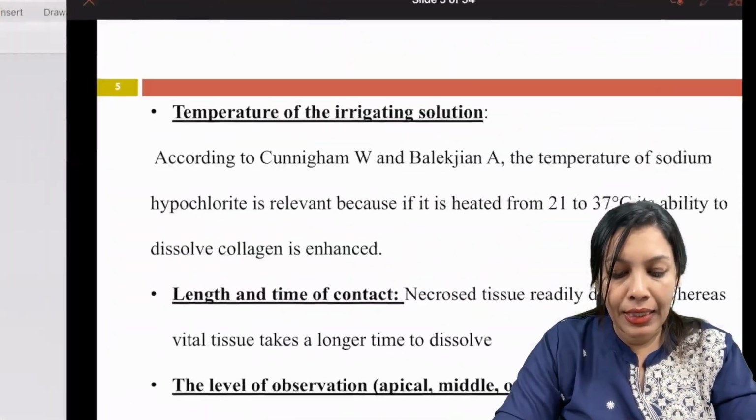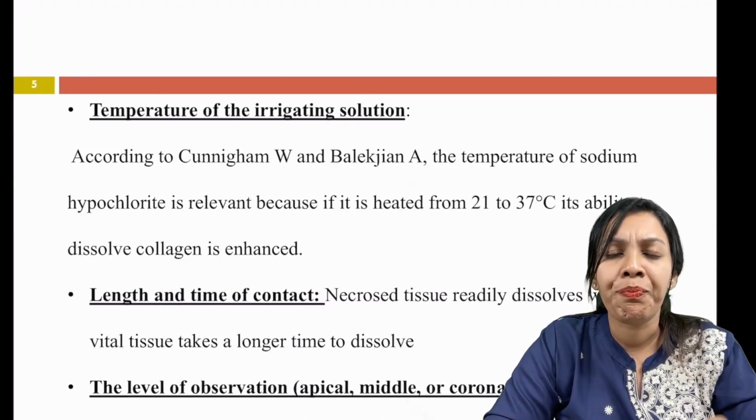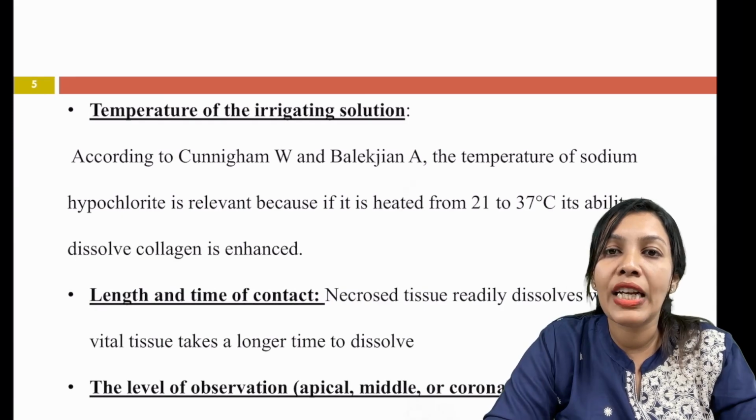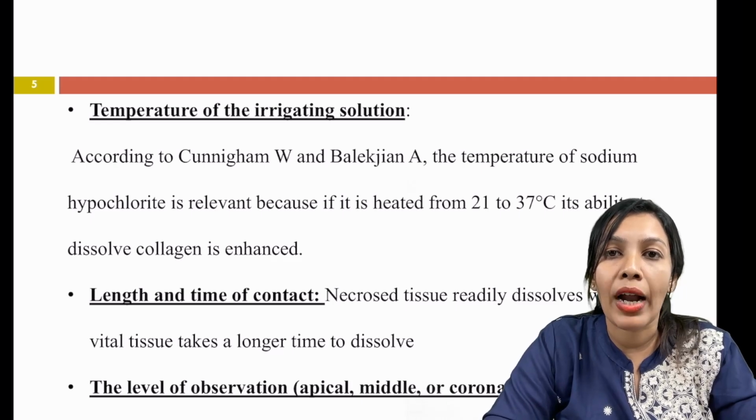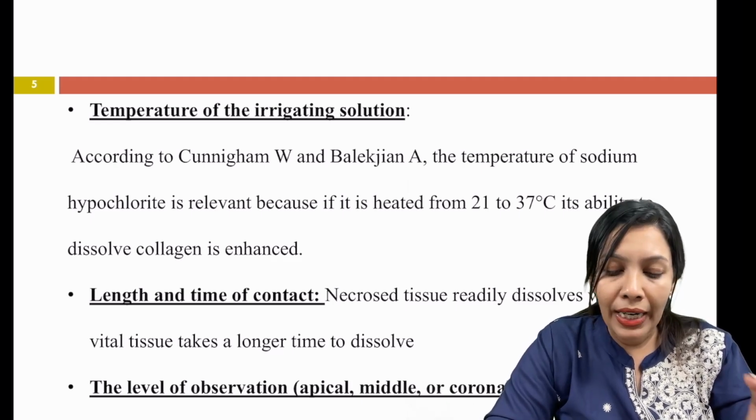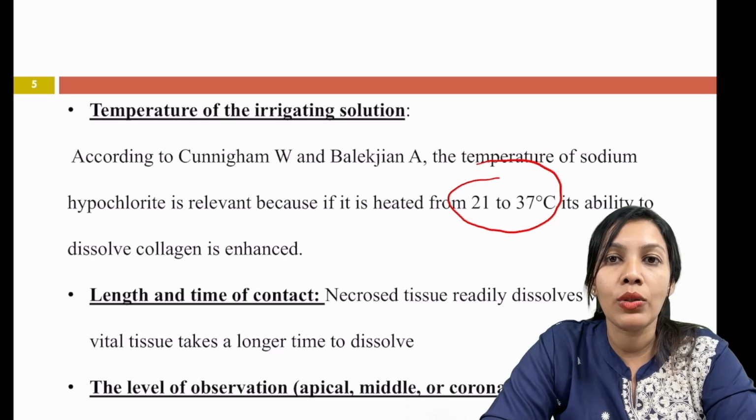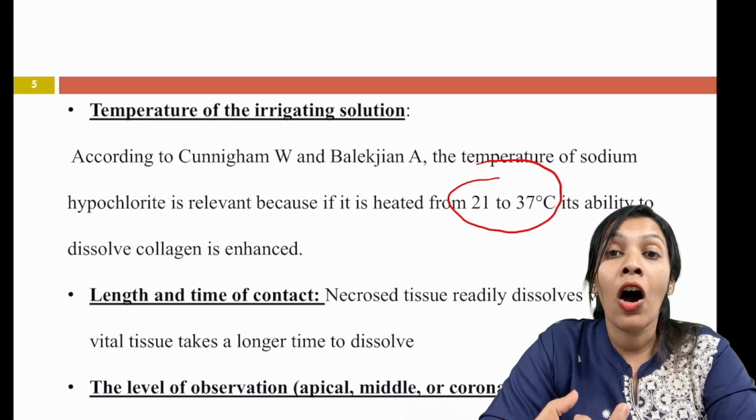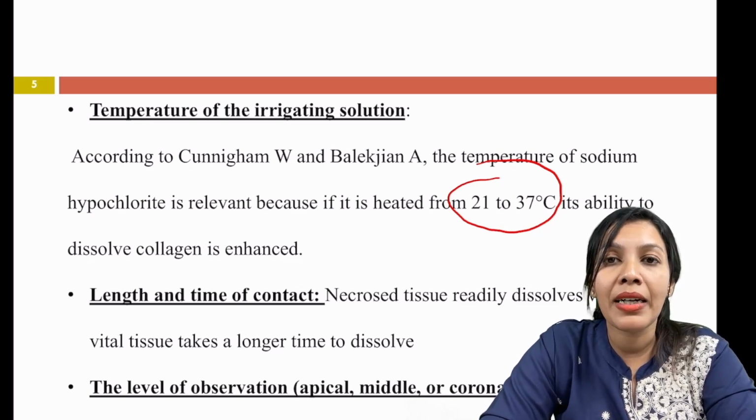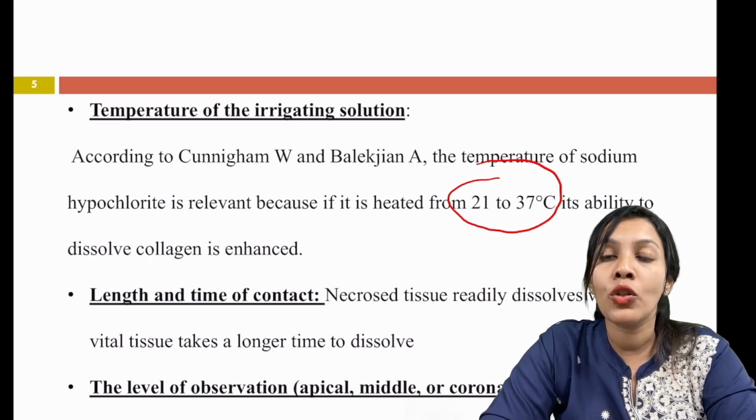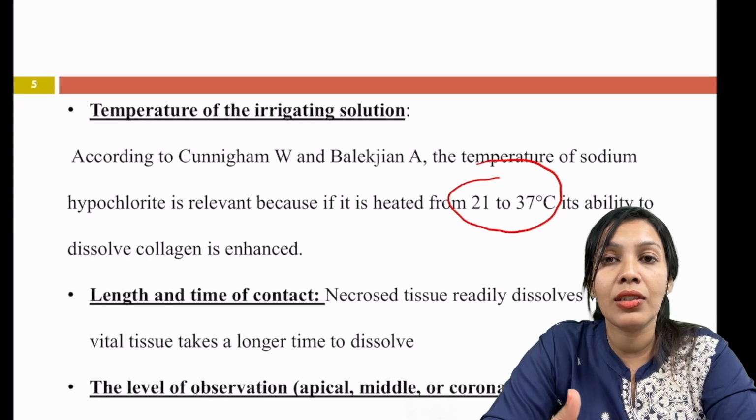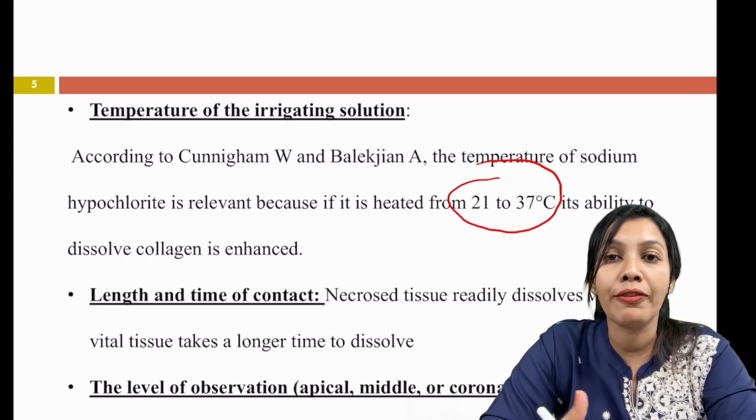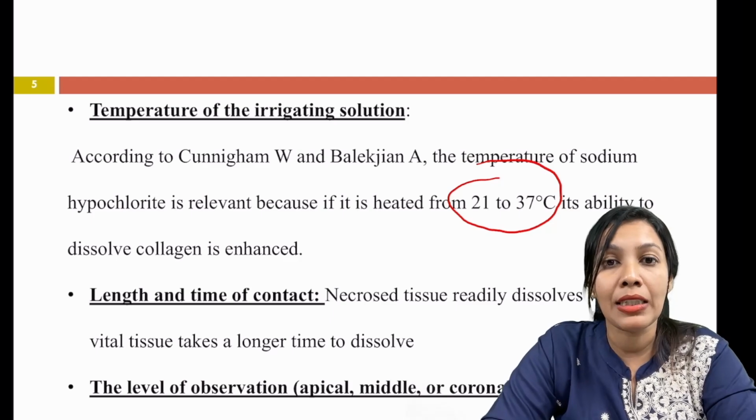Next is the temperature of the irrigation solution. We know that in our clinics we do not heat the irrigants. But what happens when we heat the sodium hypochlorite that we commonly use? It was found that when the solution is heated to a temperature of 21 to 37 degrees Celsius, it has the capacity to dissolve organic as well as collagen material that is present in the pulp. So temperature increase often causes good debridement of the necrotic pulp present in the root canal.